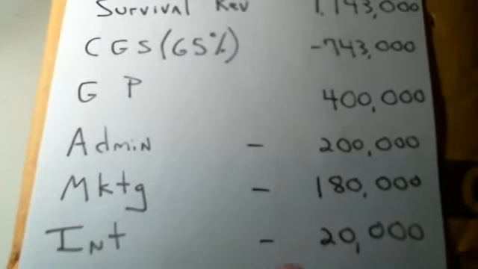So if this is your entrepreneurial company, you need to say, I need to make at least 1.143 million in revenue to simply survive.